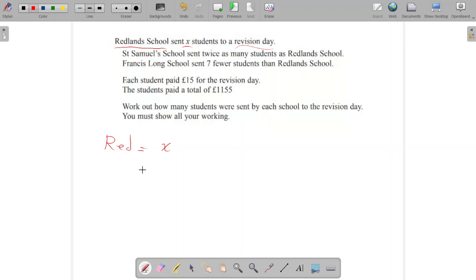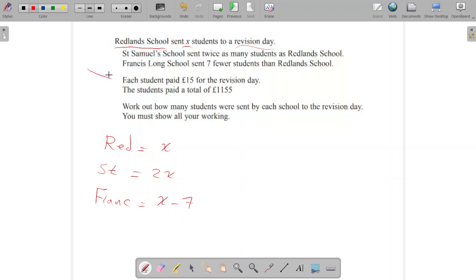And it said that St. Samuel's school, we call it St., sent twice as many students as Redland School. So it means that they sent twice of Red School, which is going to be 2x, since Red School sent x students. Francis, we'll write it as France, sent 7 fewer students than Redland. So it means that's going to be less by 7 than the Red School. It means that it's going to be equal to x minus 7.